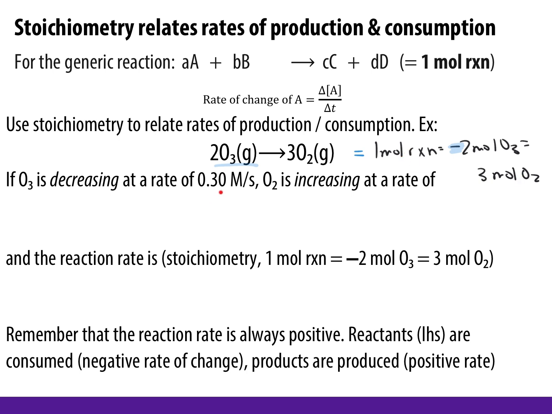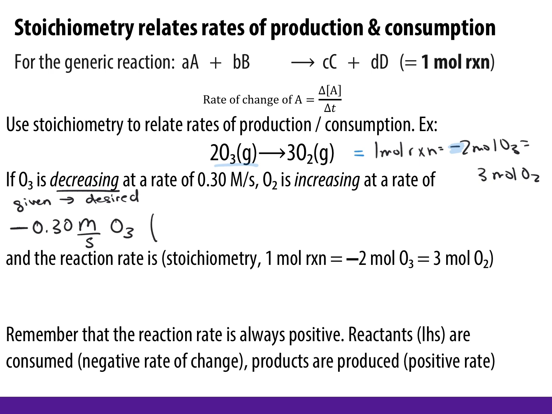So if O3 is decreasing at a rate of 0.30 molar per second, we can just do a normal stoichiometry conversion. We start with O3. In this case, O3 is decreasing, and decreasing means the rate of change is negative, so negative 0.30 molar per second of O3. Molar always has a substance associated with it, so it's fair to put the O3 there. That's our given substance. We want to get to the desired substance by doing a stoichiometry conversion.